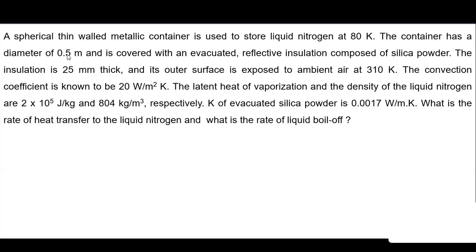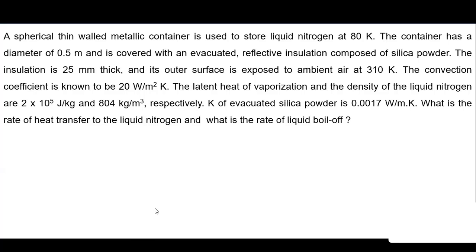So from this 0.5 meter, it is covered with 25 millimeter thick insulation. So at the diameter of 0.5 meter, let us assume that the temperature is 80 K, and from this 80 K, the first resistance is offered by the insulation, and the second resistance will be offered by the heat transfer by convection. So there are two resistances in series once again. One is offered by the insulation, the other one is offered by the environment in the form of convective resistance.